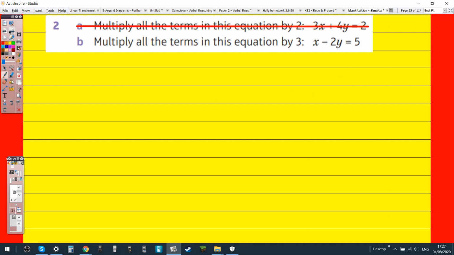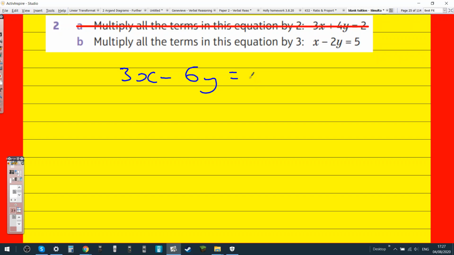Okay. How about this one? Let's try B. Multiply all the terms in this equation by 3. So you just have to times it all by 3. Okay, so 3x minus 6y equals 30. Oh, I'm thinking 15, so. That's it.